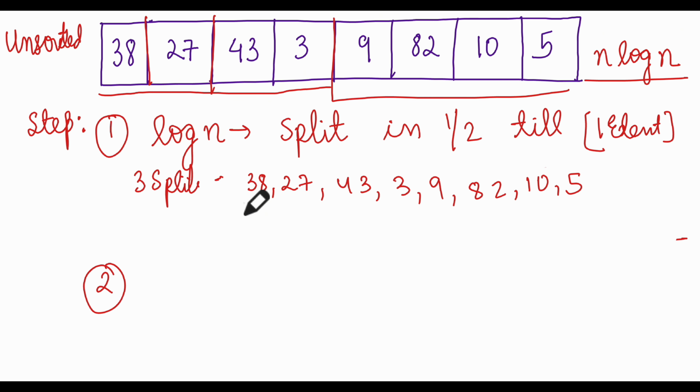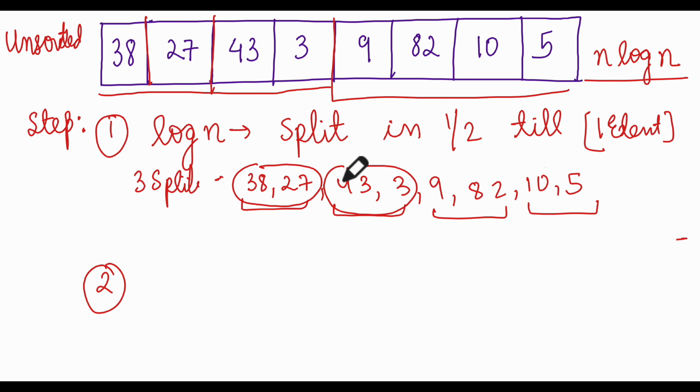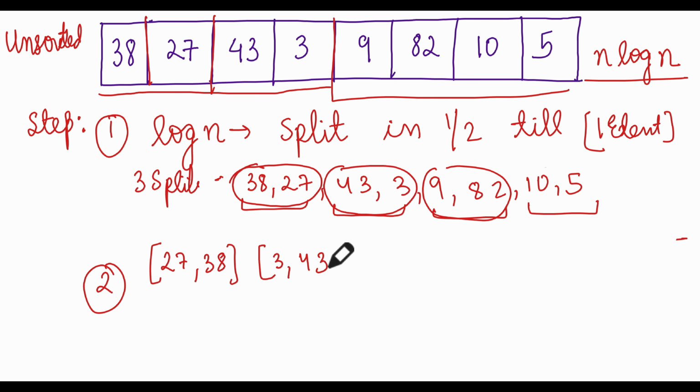Now you will pick two elements each. First of all, you will pick these two, these two, and these two. Then you will sort the two elements inside each pair. How is this sorting done? Sorting two elements is simple, it will happen in one step, right? So it will convert into 27, 38. Now 43 and 3, if you sort this, it will become 3, 43. Now when you sort 9 and 82, it will stay 9, 82, and then 10 and 5 will become 5, 10. So that's how you have sorted individual pairs.